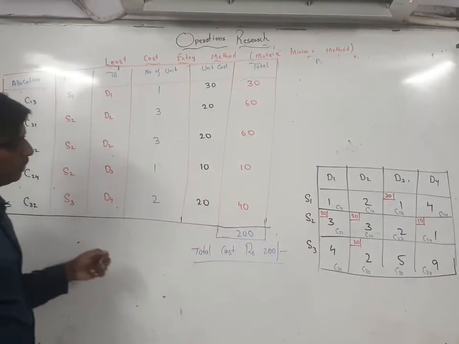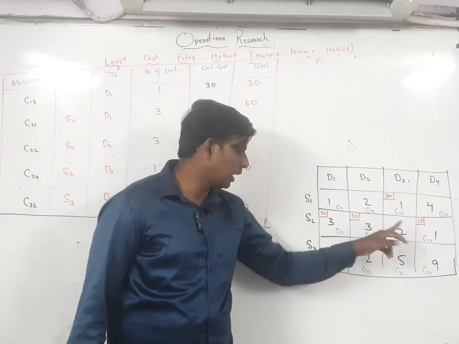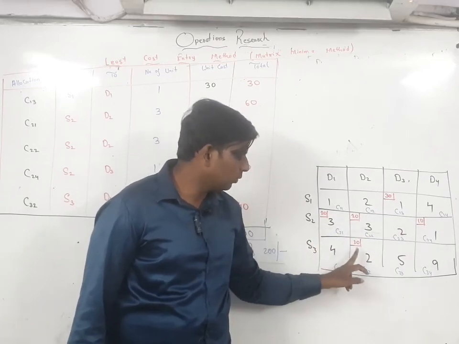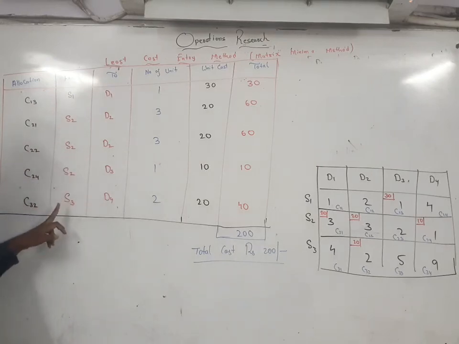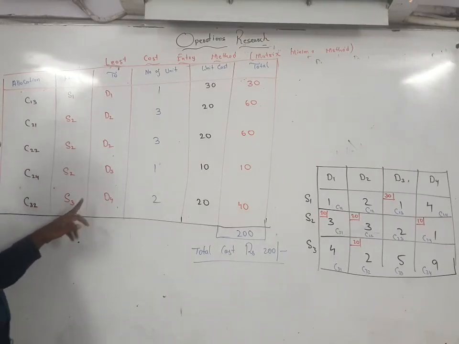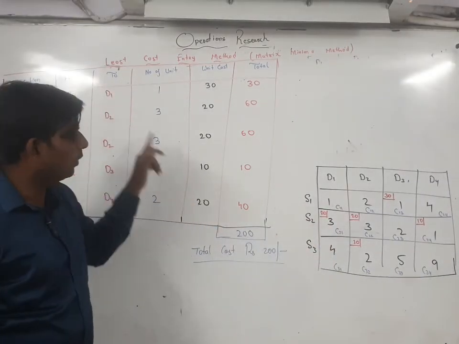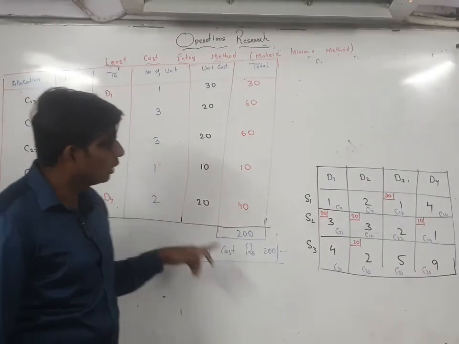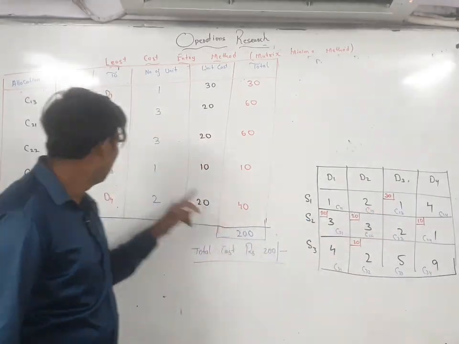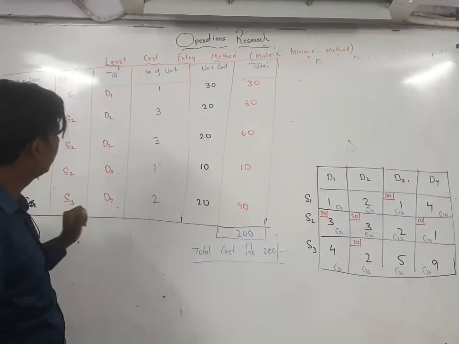Then from, means in S1 only 1 is lying, in S2 3 are lying, in S3 1 is lying. So S1 1, S2 1, 2, 3, S3 1. After that, in D1 how many are there? 1. So D1 1, D2 1 2, D2 1 2, then D3 1, D3 1, then in D4 how many are there? This D4.